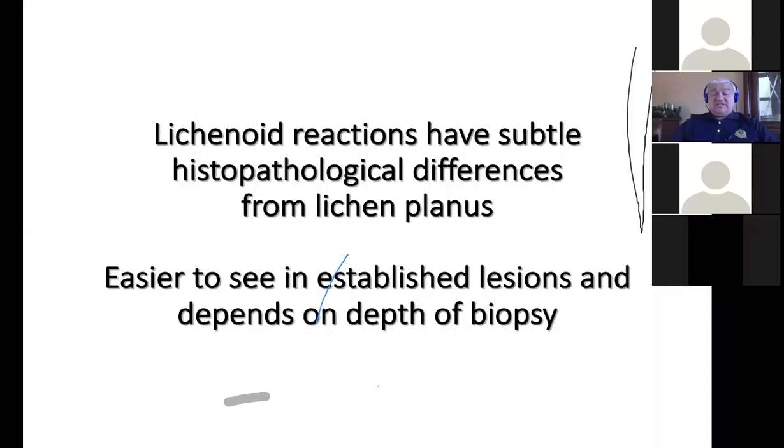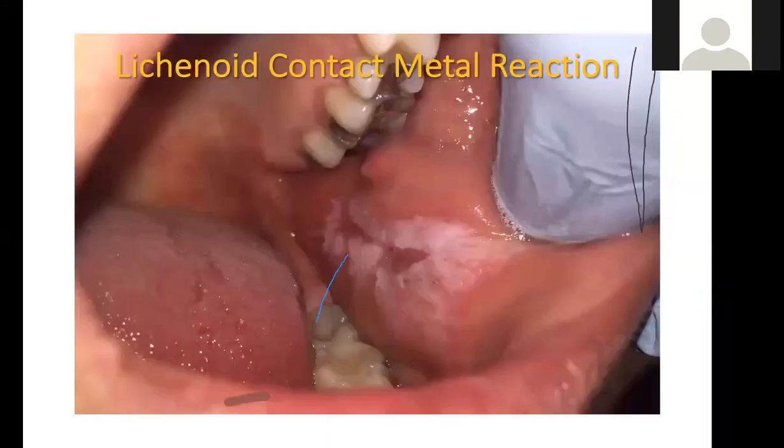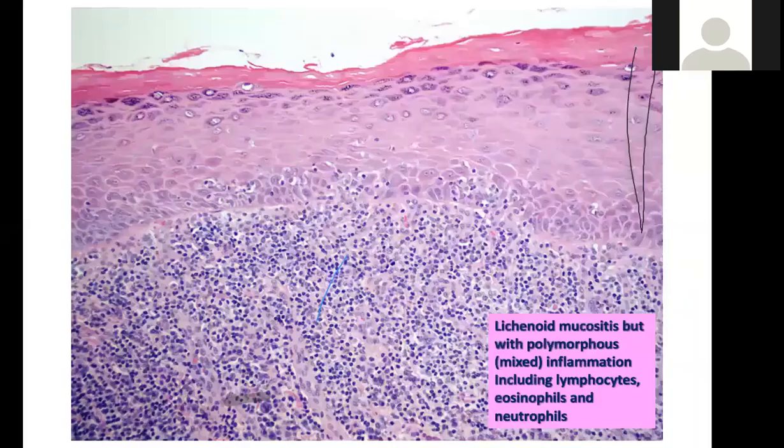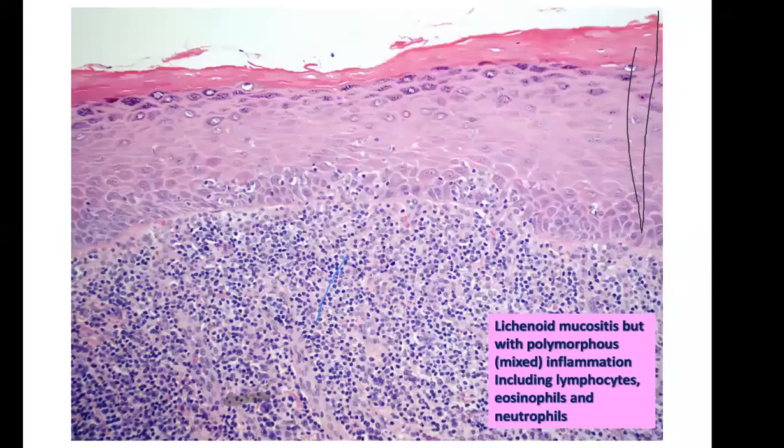And this will be a lichenoid contact metal reaction against those huge amalgams in the molar teeth. And so here's the biopsy I got. And from top to bottom, you can see a hyperkeratosis, variable hyperplasia of the epithelium. I do not see any basal cells anywhere. Maybe one or two stragglers over there, but essentially the basal cells are all gone. And you can see lymphocytic destruction of the lower portions of the epithelium that's resulting in basal cell vasculopathy.